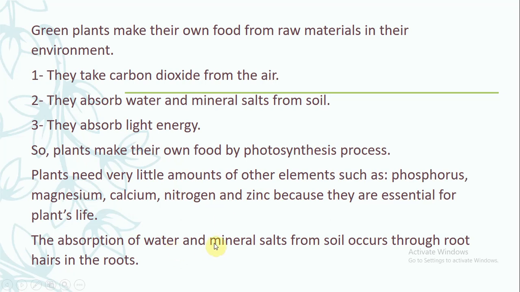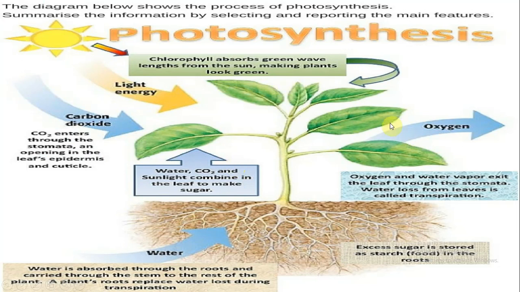The absorption of water and mineral salt from soil will happen through what? Through the root hairs in the root. So the water and minerals will pass through the root hairs in the root to the other parts of plants. How? So this is again the photosynthesis process. The plants will absorb light energy from the sun, take carbon dioxide from the air, absorb water and mineral salts from the soil to make photosynthesis process, to produce oxygen and to make its own food.